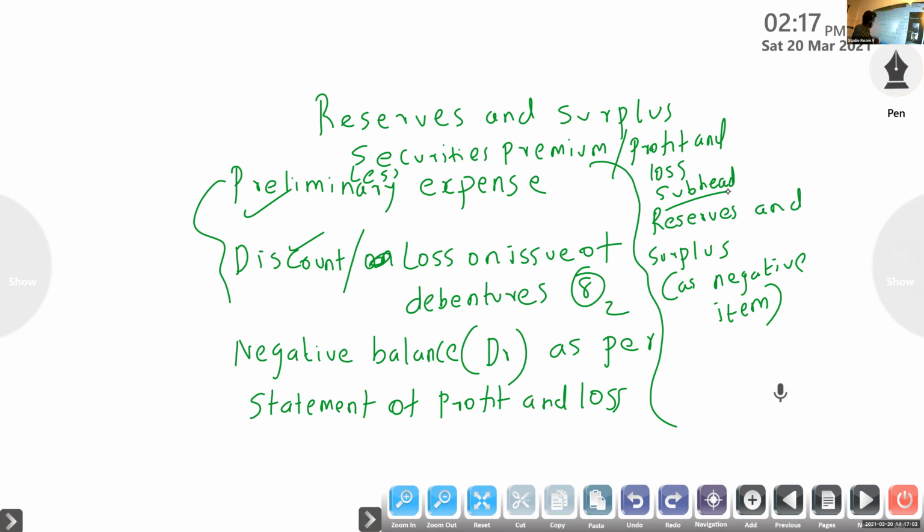Then one thing you wrote, capital reserve. The first item, capital reserve, you wrote. Suppose they give one more item, it has the same meaning. Instead of capital reserve, they will give gain on reissue of forfeited shares.